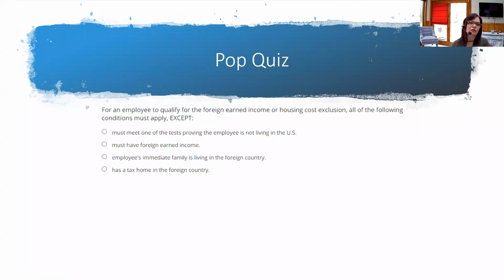Pop quiz. For an employee to qualify for foreign income and housing cost exclusion, all of the following conditions must apply except: must meet one of the tests proving the employee is not living in the U.S., must have foreign earned income, employee's immediate family is living in a foreign country, or has a tax home in the foreign country.